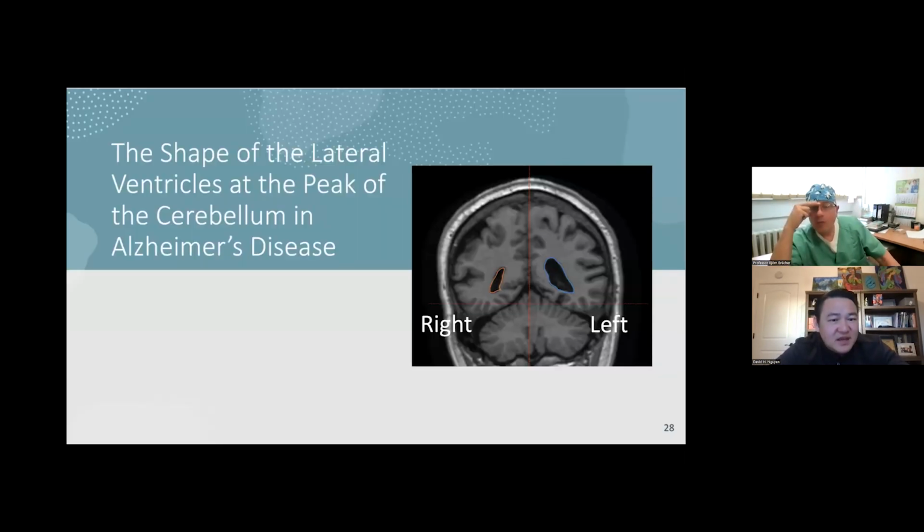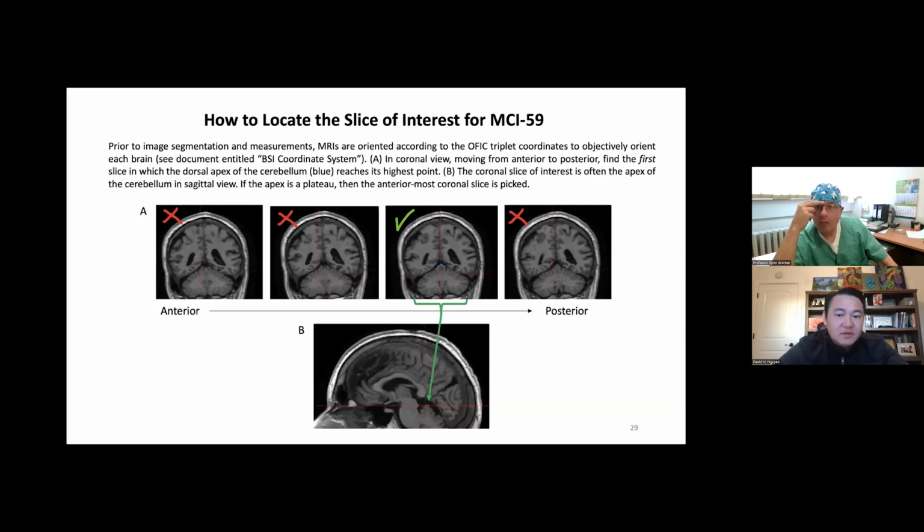And here is a second feature that we measured for Alzheimer's, right? This is the axial view of the lateral ventricles, but near the back of the brain. And how did we find objectively the same slice in every patient? Well, moving from anterior to posterior, the slice of interest, right, is the slice in which the apex of the cerebellum, here in blue, right, reaches its tallest point. Okay, the first slice in which it reaches its tallest point, that's the slice of interest. So using that anatomical marker, we're able to objectively pick out the same slice in each patient.